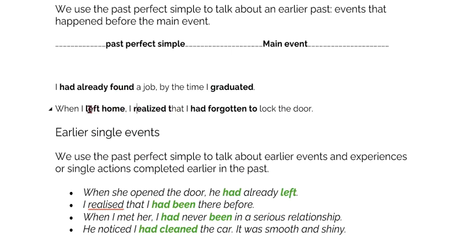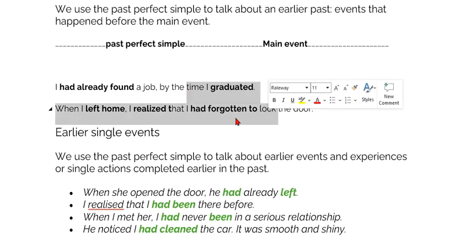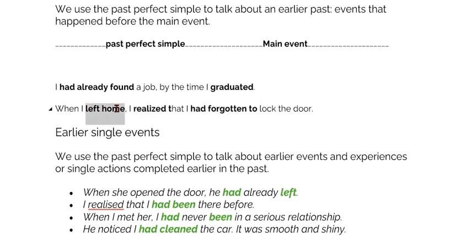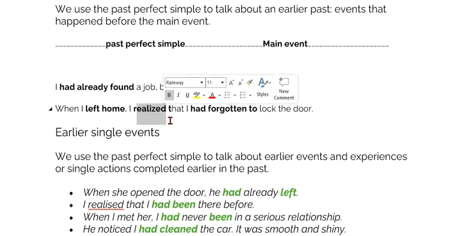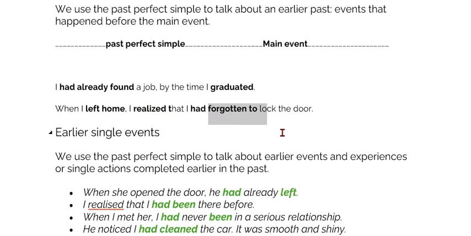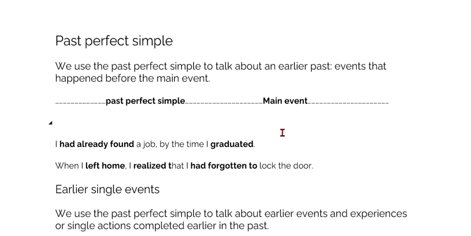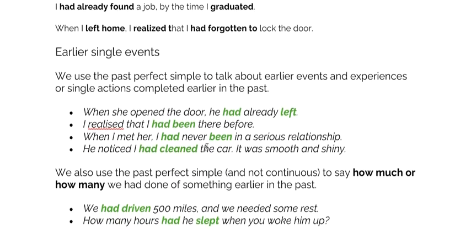So the main events are like this: I left home, I realized. These are the main events. But in the flashback, I had forgotten to lock the door. Before all these things, before I left home, before I realized, I had forgotten to lock the door. You see, in the flashback. So an earlier past event. Let me just read this part again. We use the past perfect simple to talk about an earlier past, events that happened before the main event in the past.